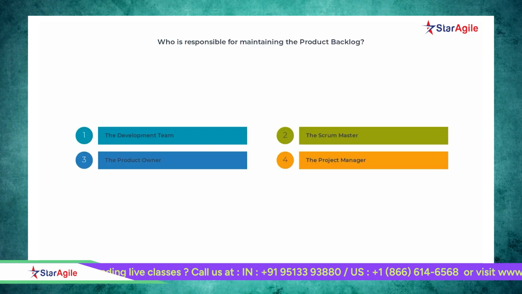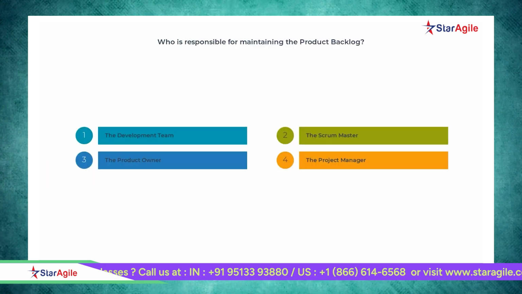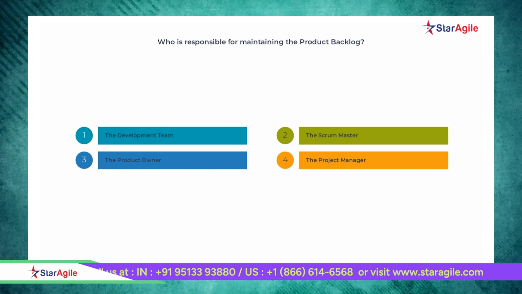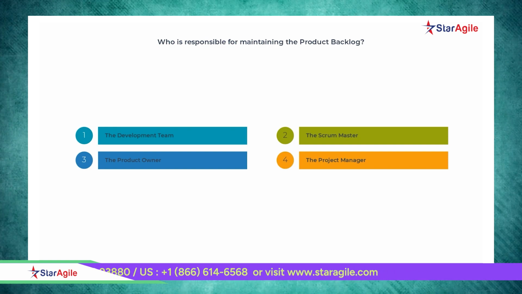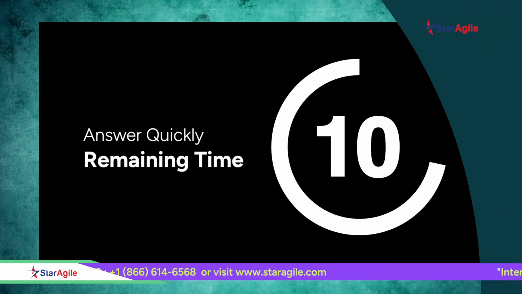Who is responsible for maintaining the product backlog? Is it the development team, or the Scrum Master, or the product owner, or the project manager?